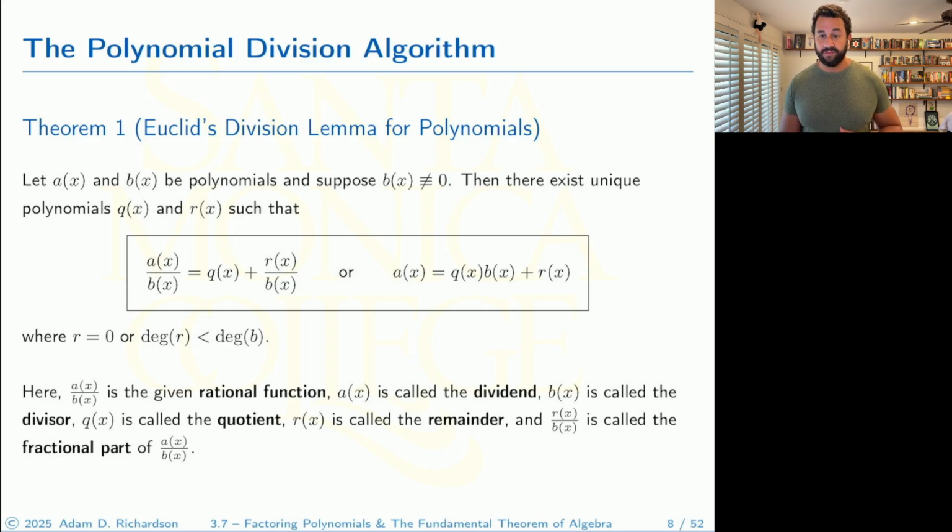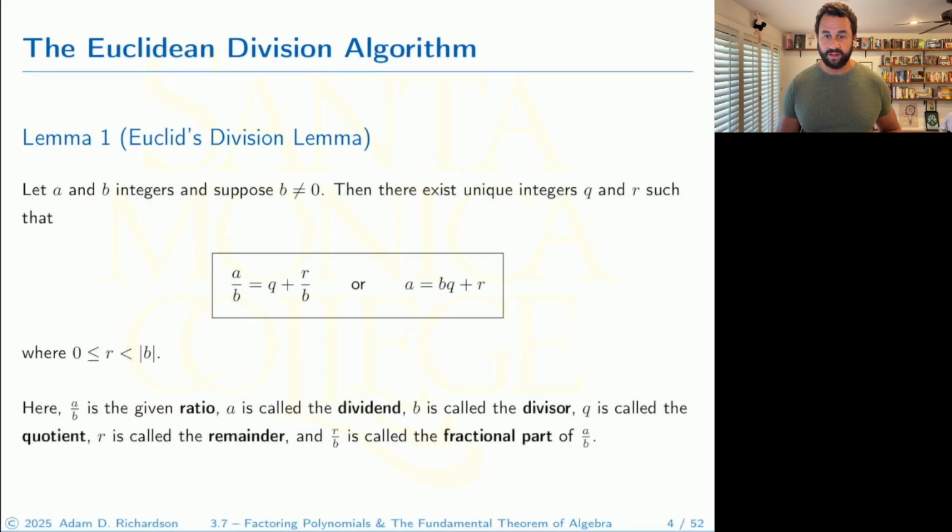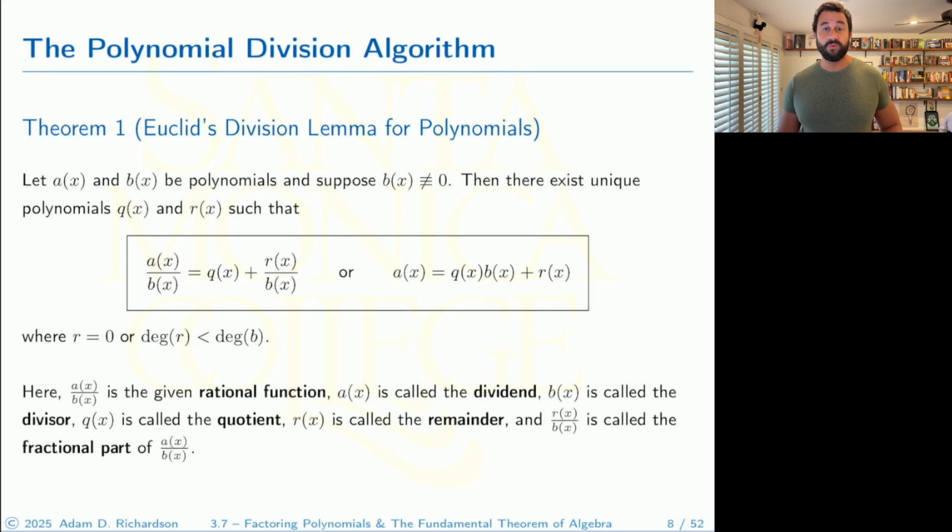Let's go over the vocabulary. The vocabulary is identical, really. A of x over b of x is what we call the rational function. A of x is the dividend still. B of x is the divisor. Q of x is the quotient. R of x is the remainder, and r of x over b of x is called the fractional part of a of x over b of x. So it really is very similar. In fact, let me flash back to the one for integers real quick. This is the one for integers, and this is the one for polynomials. So really, very much the same, except in a different context, right?